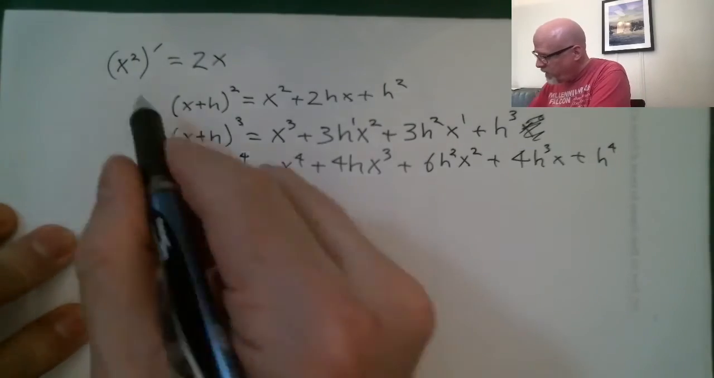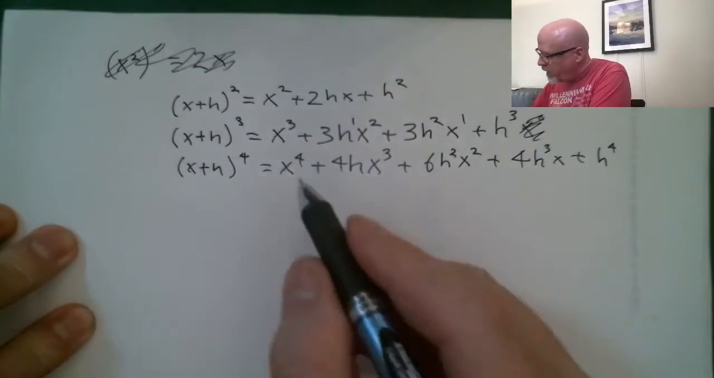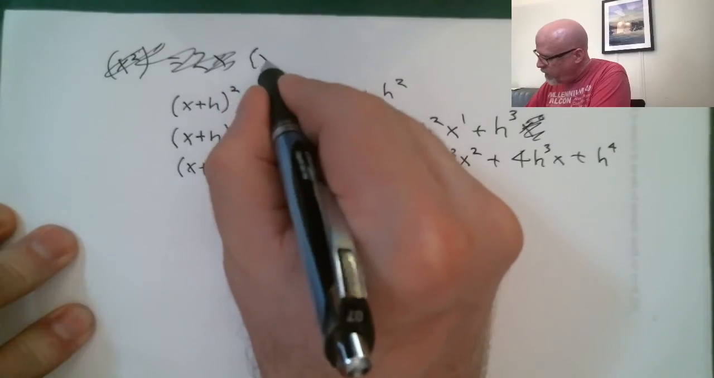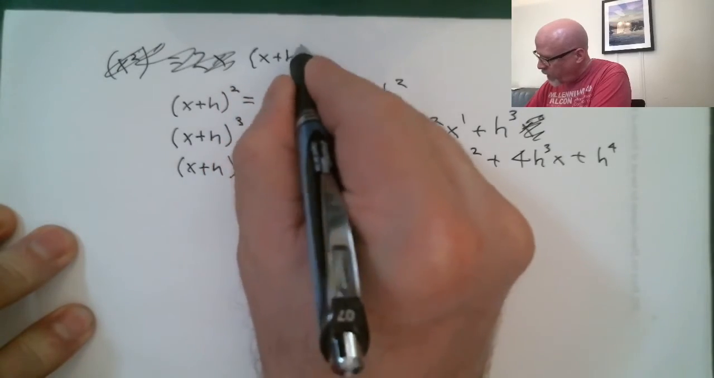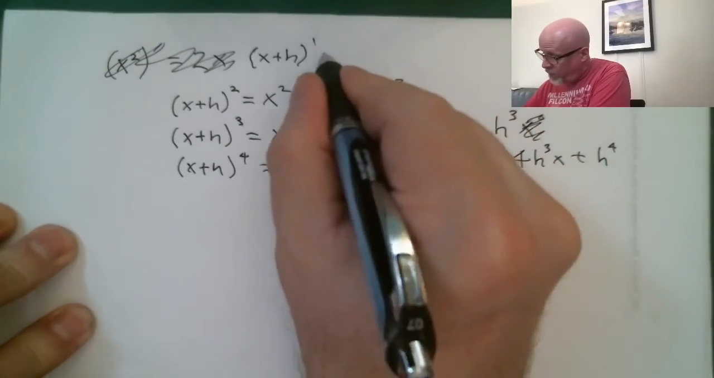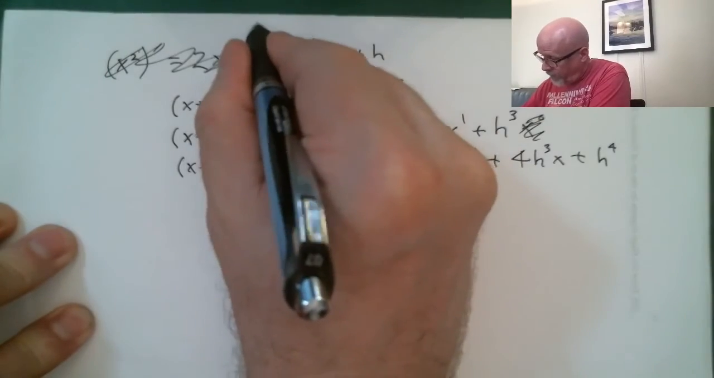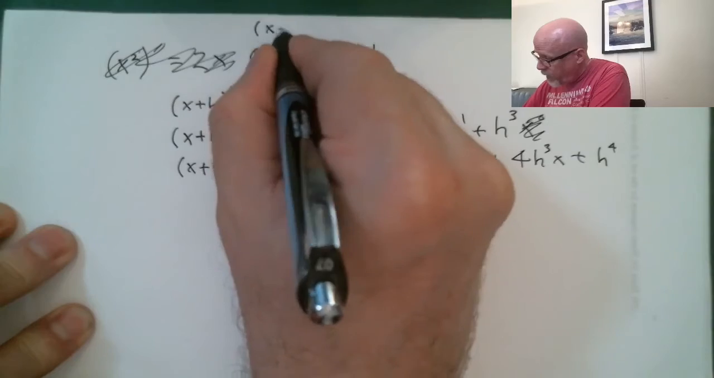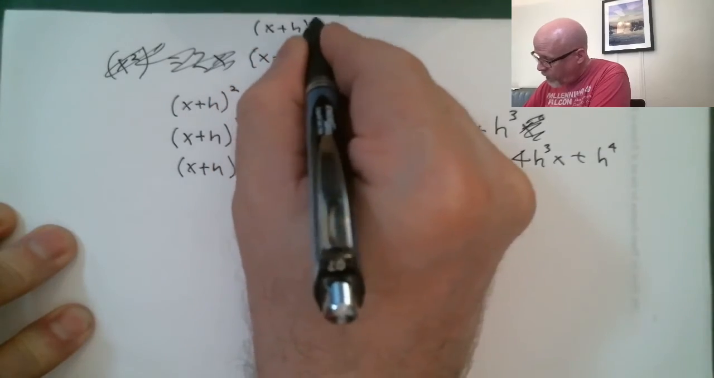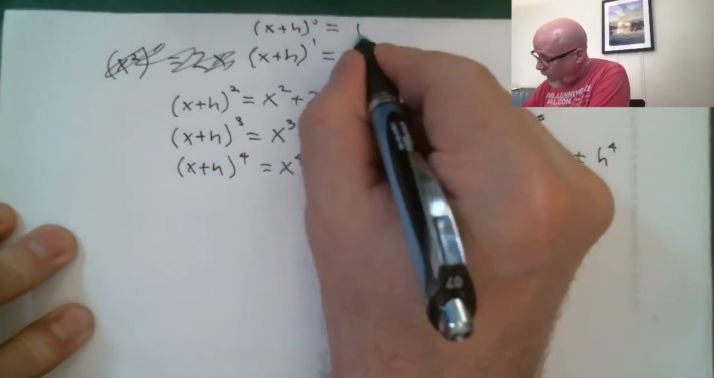Perhaps I should have done this. I imagine that's not there. What if we filled in above this (x + h) to the 1st power? Well, that would just be x plus h. And indeed, we could go one step before that, (x + h) to the 0 power, and that would be 1.